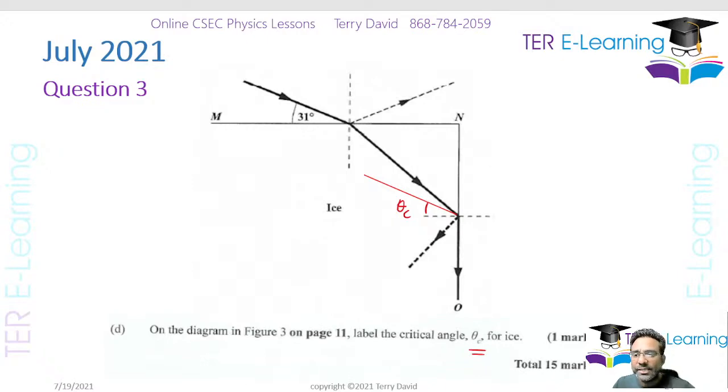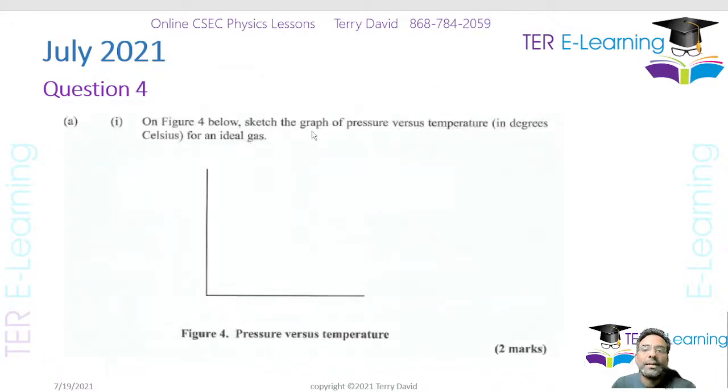Next part now. So that's question 3 we've taken care of. Question 4. On figure 4, sketch a graph of pressure against temperature, and that temperature is in degrees Celsius. They want you to plot what's happening here. That graph is supposed to look like this, guys. It is not a straight line through the origin. They give you 2 marks for this. That's the answer.